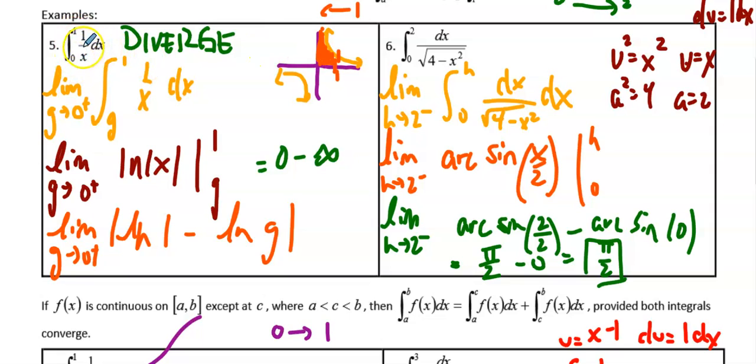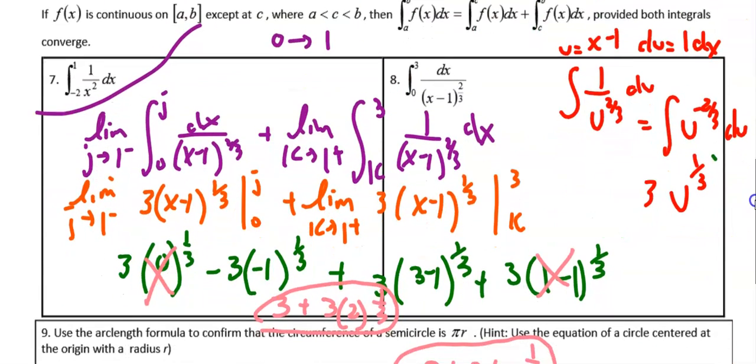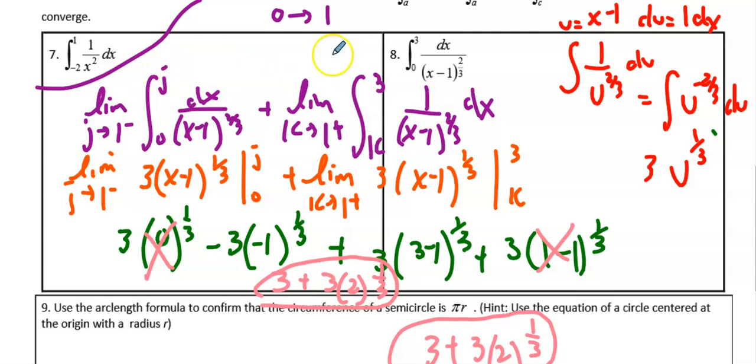If one of our endpoints makes the function undefined, then you're only going to do one limit. And again, you're looking at it from the left to the right. If it's actually in the region of the function, then you will have to split it up for the bounds of the left-hand side and the bounds of the right-hand side.